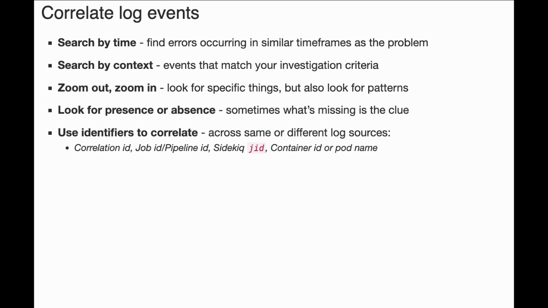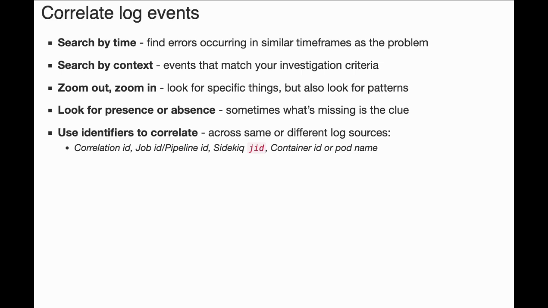Search by context, events that match your investigation criteria. Once you have a time window, search for a specific context: user IDs, project names, IP addresses, error pattern strings, etc. Zoom out and zoom in. Look for specific things, but also look for patterns. Start broad. Look for overall patterns in the time window. Are there high error rates, unusual traffic patterns, resource spikes? Then zoom in on specific events.